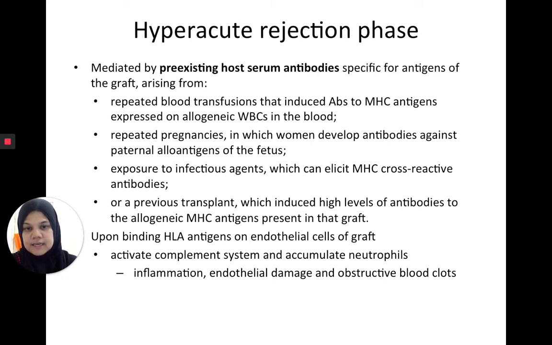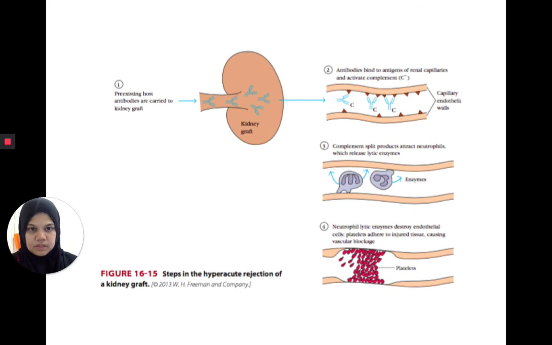So once the HLA antigens bind to the endothelial cells of the graft, immediately the complement system will be activated, and there will be an accumulation of neutrophils, and you'll see inflammation, endothelial damage, and obstructive blood clots. So it'll get destroyed very fast. I think this picture will be more clear than what I just said.